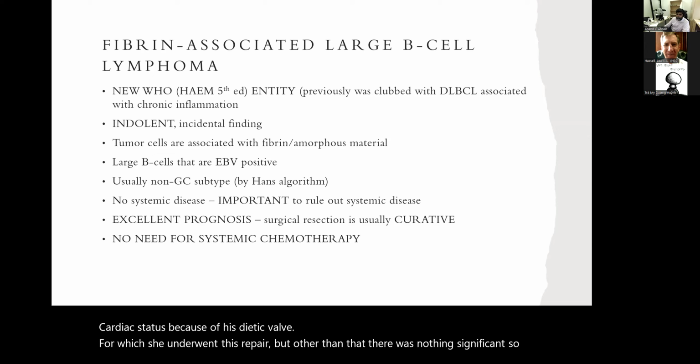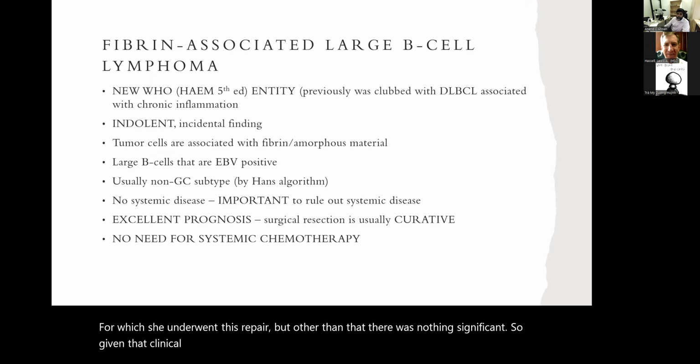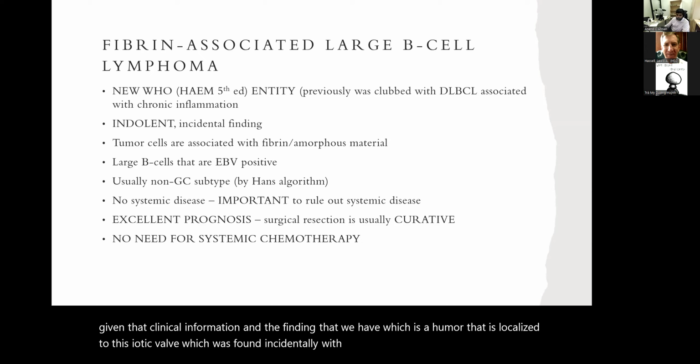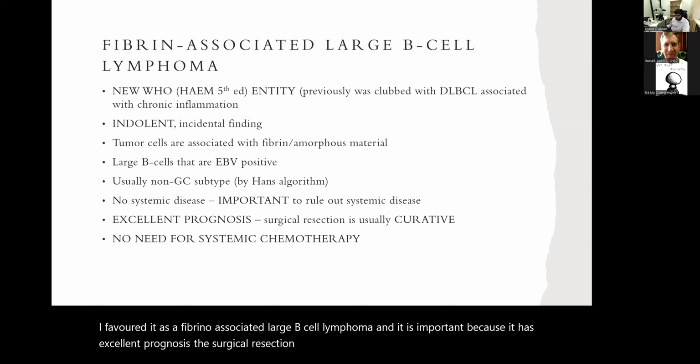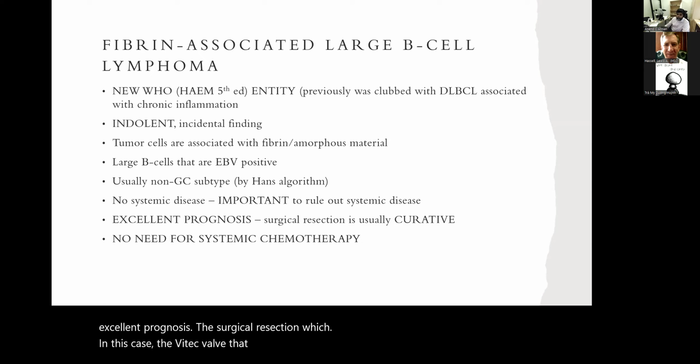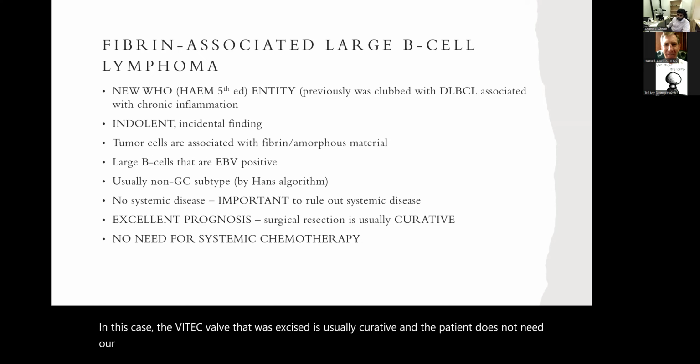So given that clinical information and the finding that we have, which is a tumor that is localized to this aortic valve, which was found incidentally with association in the fibrinous areas, I favored it as a fibrin-associated large B-cell lymphoma. And it is important because it has excellent prognosis. The surgical resection, which in this case, the aortic valve that was excised, is usually curative. And the patient does not need R-CHOP or other chemotherapy. You just need to follow this patient up.